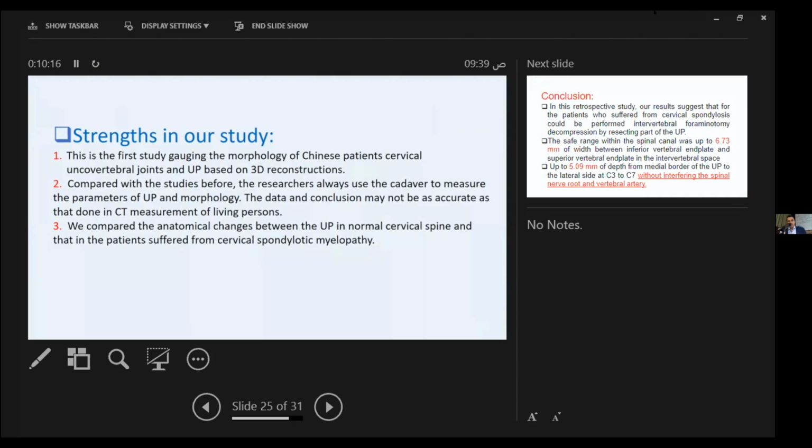Second, compared to studies before, researchers always used cadavers to measure the parameters of the uncinate process and morphology. The data and conclusions may not be as accurate as our study, which was done with CT measurement of living persons. Finally, we compared the anatomical changes between the uncinate process in the normal cervical spine and that in patients who suffer from cervical spondylotic myelopathy.